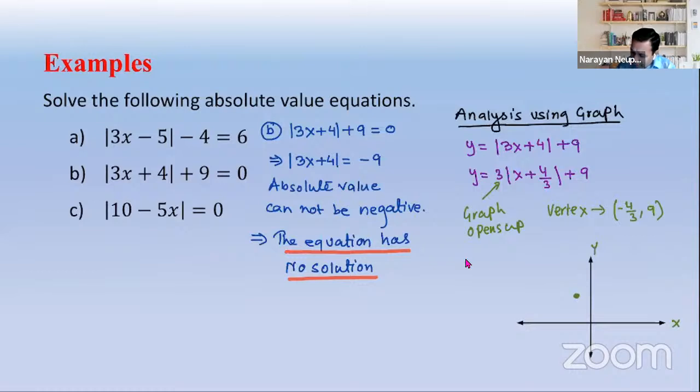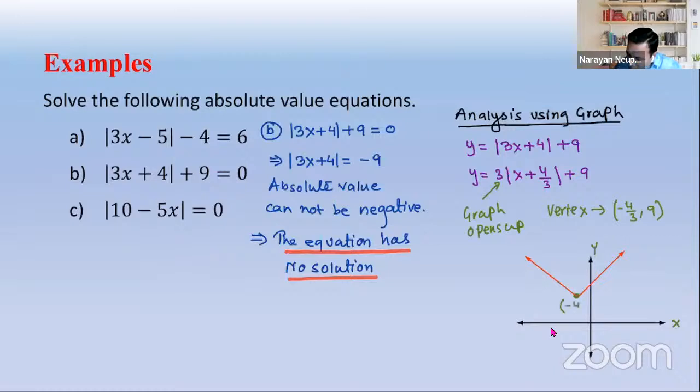So let's draw that. If we draw a graph opening upward, the absolute value function is a V-shaped graph. So it will look like that. Now you can clearly see that this graph is not crossing the x-axis.